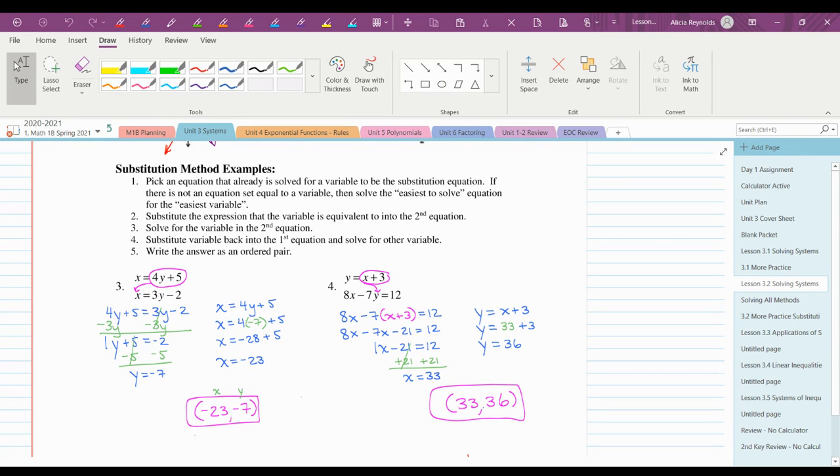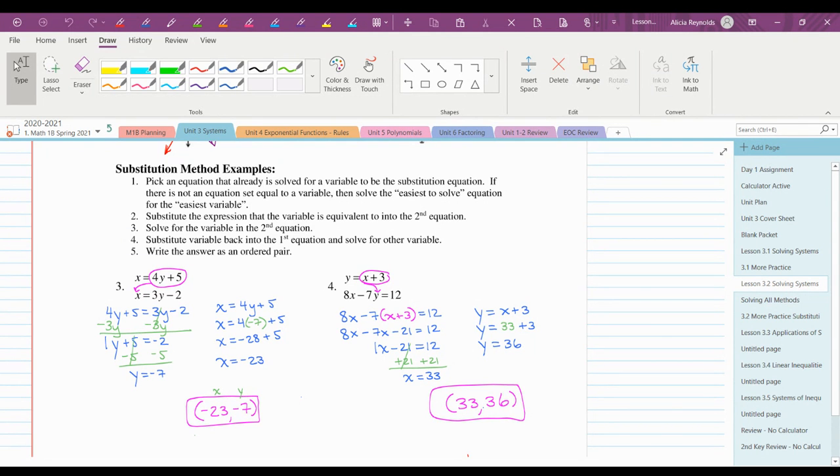For number 4, I'm given y equals x plus 3 and 8x minus 7y equals 12. So here, because I'm given y equals, I'm going to replace y in my second equation with the given value of y, which is x plus 3. So then I have to distribute -7. That's how I get 8x minus 7x minus 21 equals 12. When I combine like terms, I get x minus 21 equals 12.